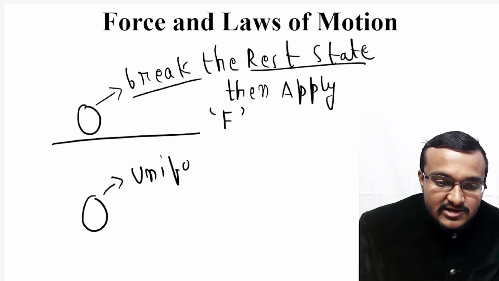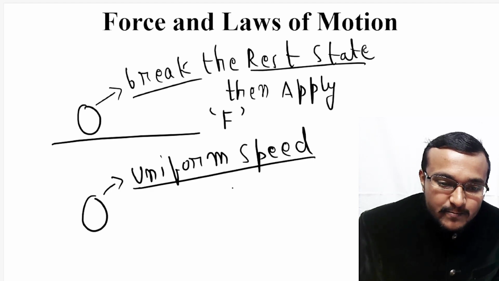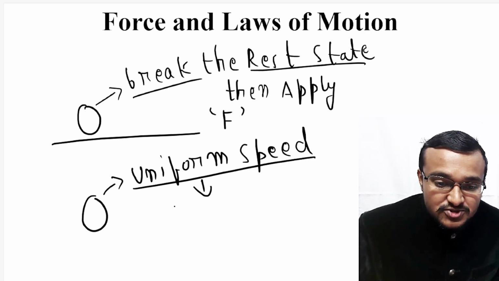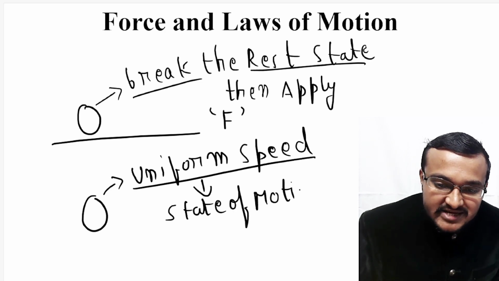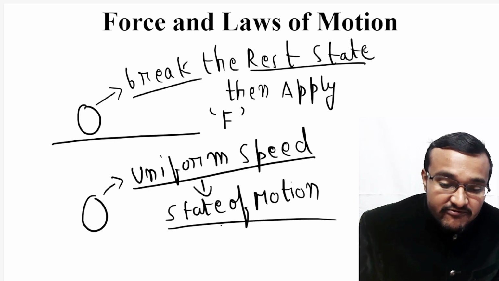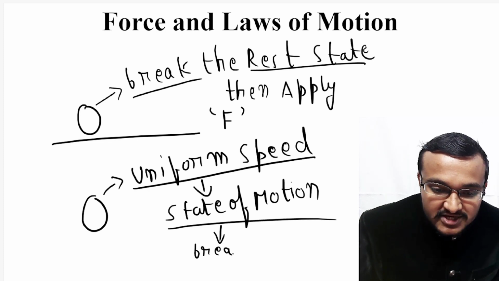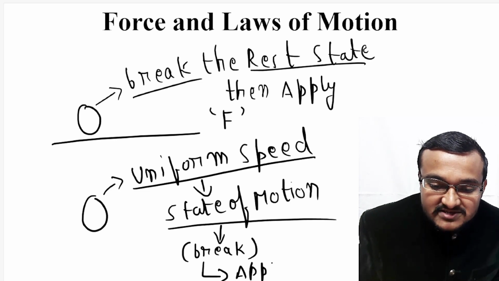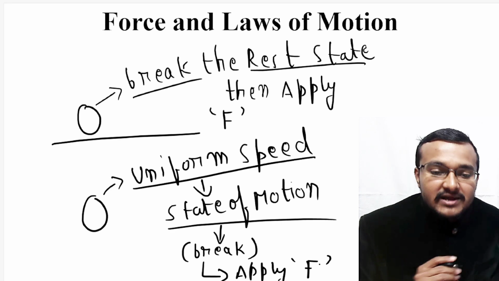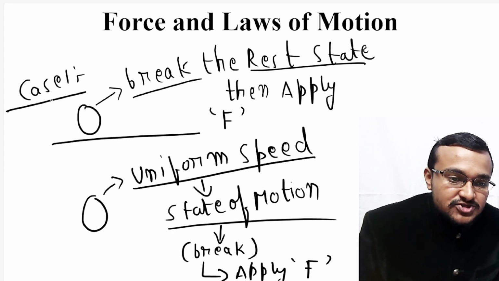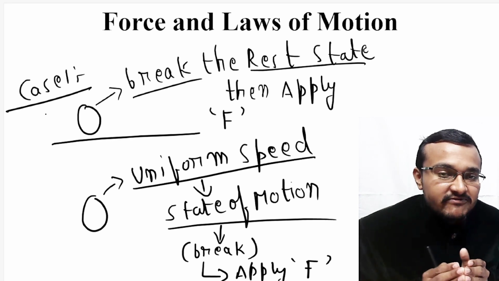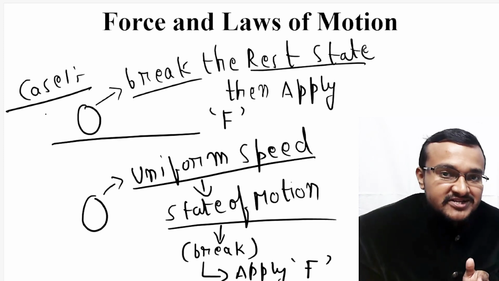So let's say this object is now moving with uniform speed. Uniform speed is also a particular state of motion. To break this state of motion, again you have to apply an external force. So again you should apply force. Now this is case 1, where you are breaking the state of rest of an object to make it come into the state of motion.